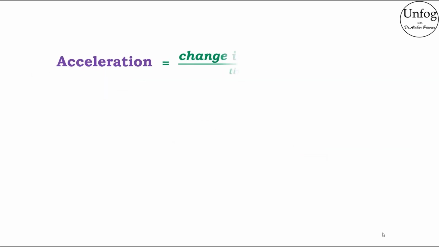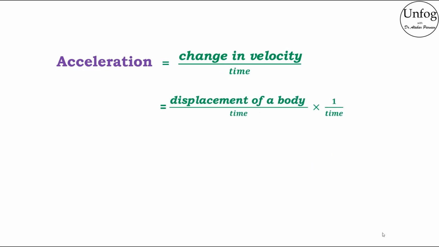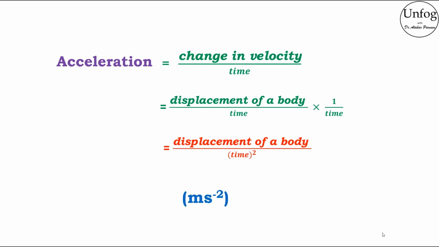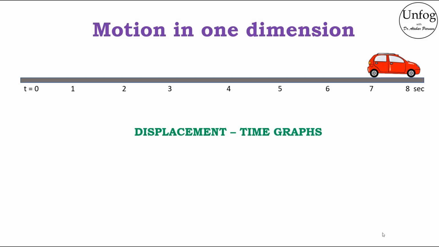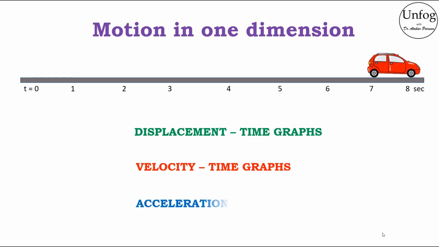Acceleration is equal to change in velocity of a body over time, and velocity is equal to displacement of an object over time. Therefore, acceleration is displacement of a body over the square of time and its SI unit is meter per second square. When a body moves along a straight line path, its motion is said to be one-dimensional or rectilinear motion. It can be studied with the help of a displacement time graph, velocity time graph and acceleration versus time graph.